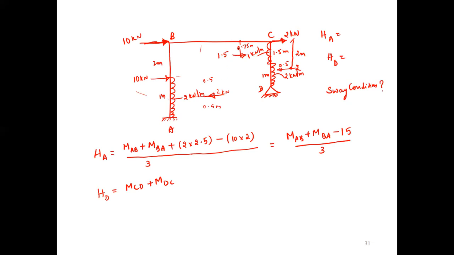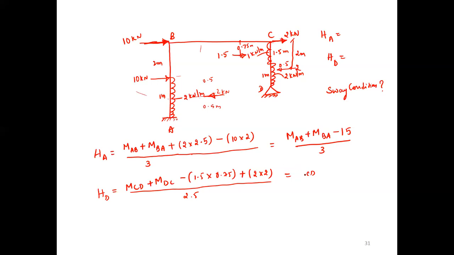Now write the moment. So with respect to C, how will the 1.5 rotate? Anti-clockwise. So minus 1.5 into 0.75. How will this 2 rotate? Clockwise. Plus 2 into 2, divided by, what is the length? 2.5. Now tell me, MCD plus MDC plus MDC plus 2.875. 2.875 divided by 2.5.